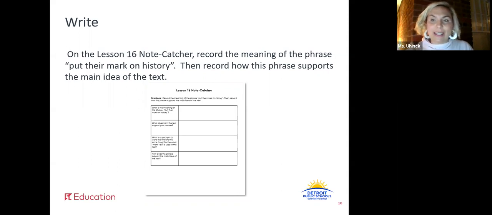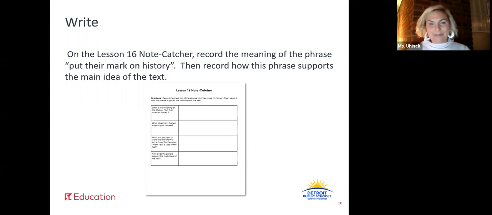So I really want you to think about, how does this phrase connect back to the main idea of this whole text? If you need a reminder of the main idea of the whole text, you can go back to yesterday's note catcher and review that. Go ahead and pause this video now and dive into that writing activity.